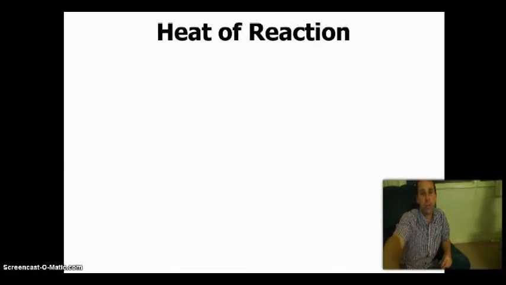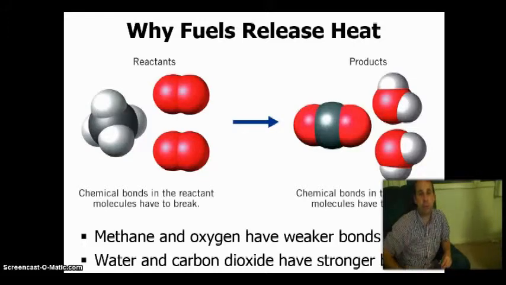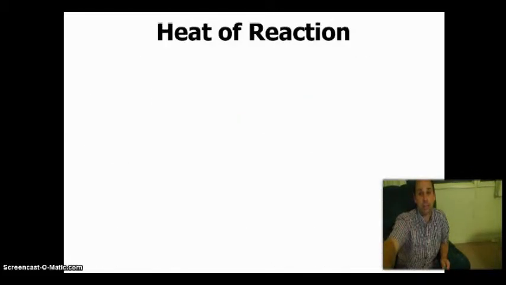All right. So fuels, something can be regarded as a fuel because it releases energy after it reacts, right? So here's our example of methane reacting with oxygen. The products are much more stable. The product bonds are much stronger than the reactant bonds. Therefore, this is going to be an exothermic reaction, releasing energy.